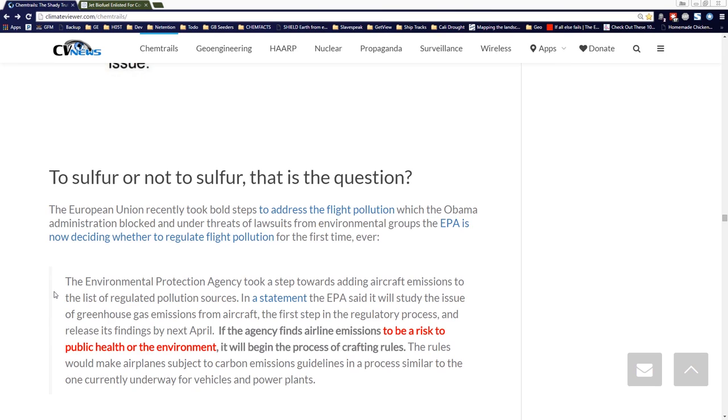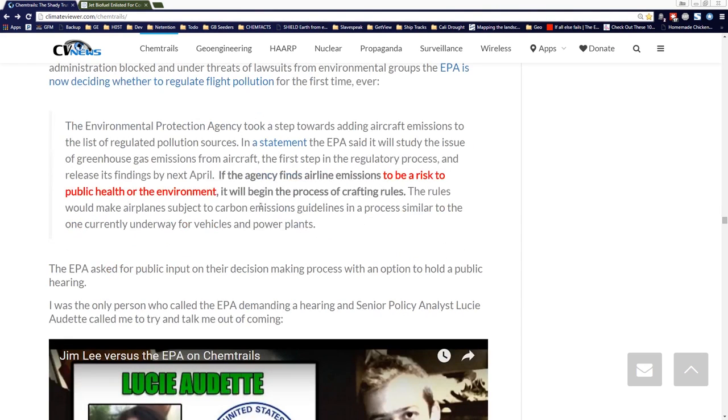To sulfur or not to sulfur? That is the question. The European Union recently took bold steps to address flight pollution, but the Obama administration blocked that. And then under threats of lawsuits from environmental groups, the EPA is now deciding whether to regulate flight pollution for the first time ever. They said if the agency finds airline emissions to be a risk to public health or the environment, it will begin the process of crafting rules.